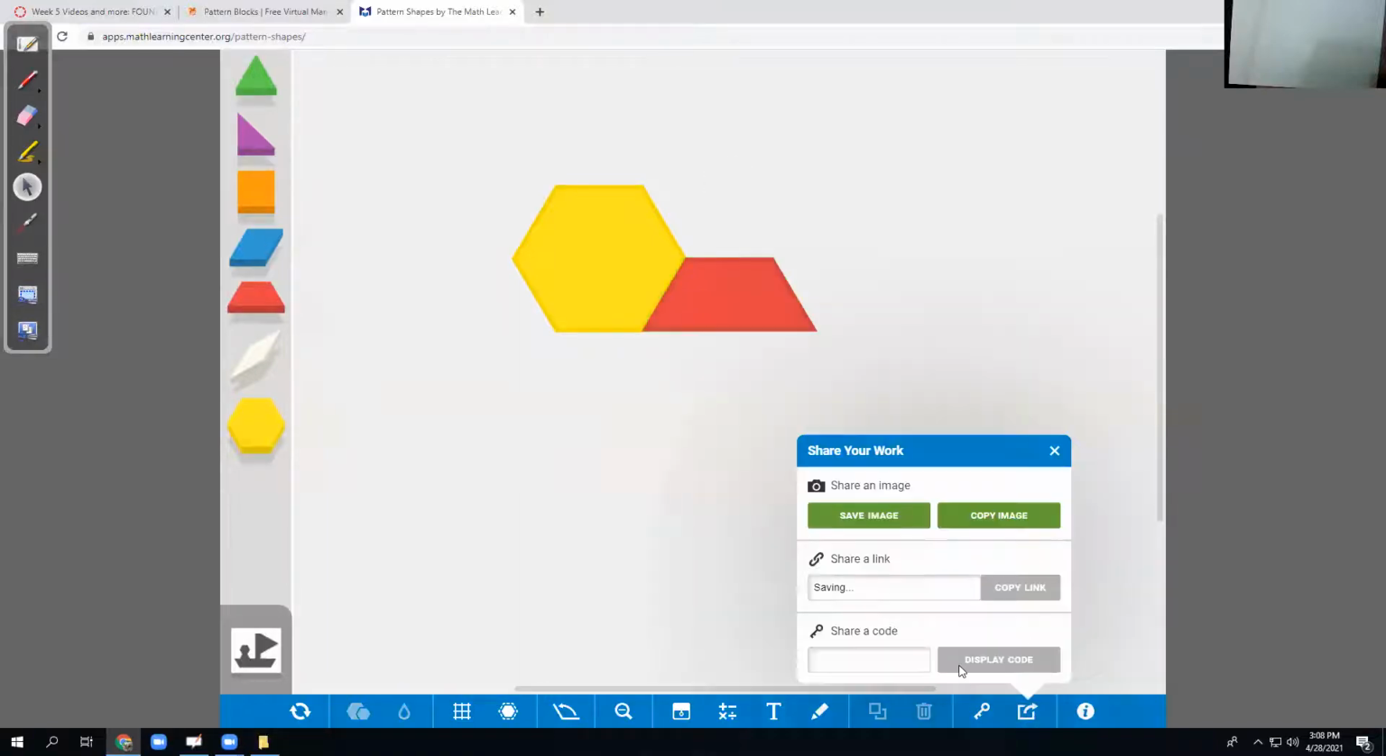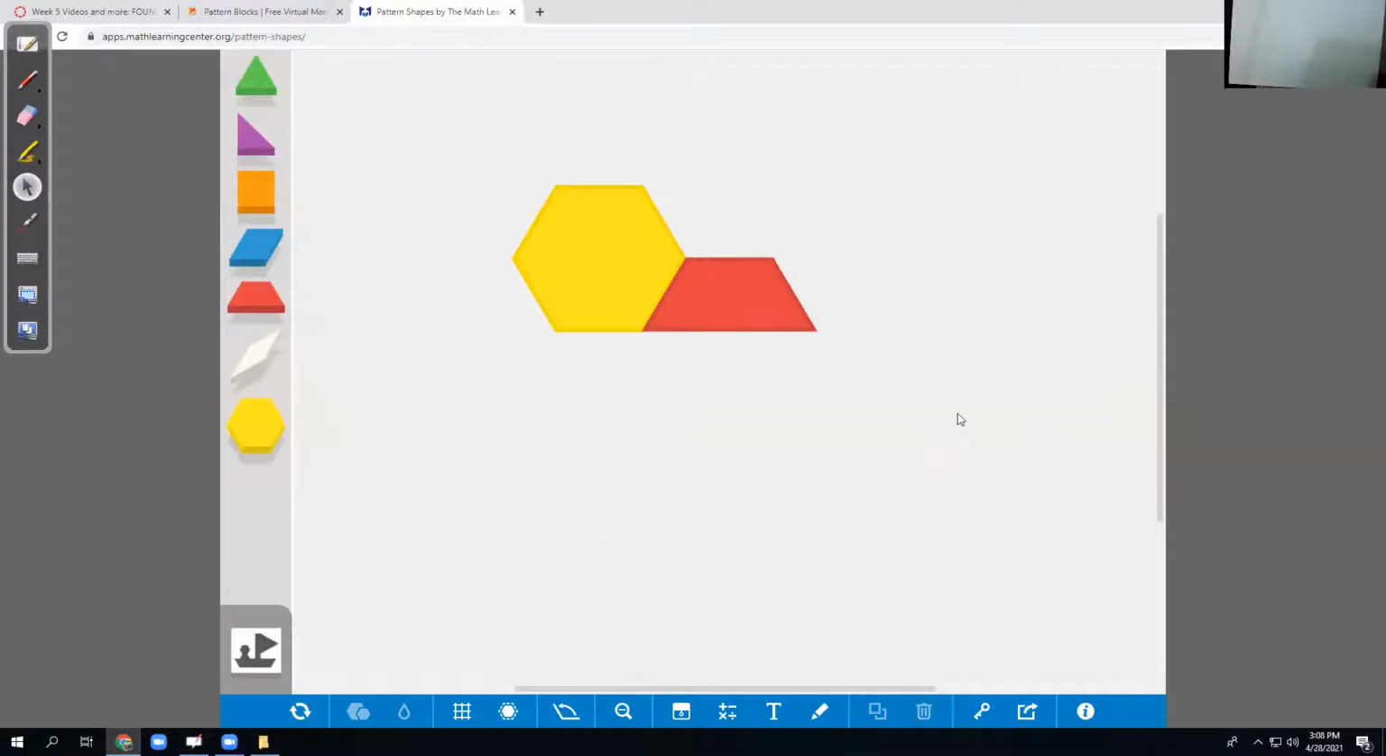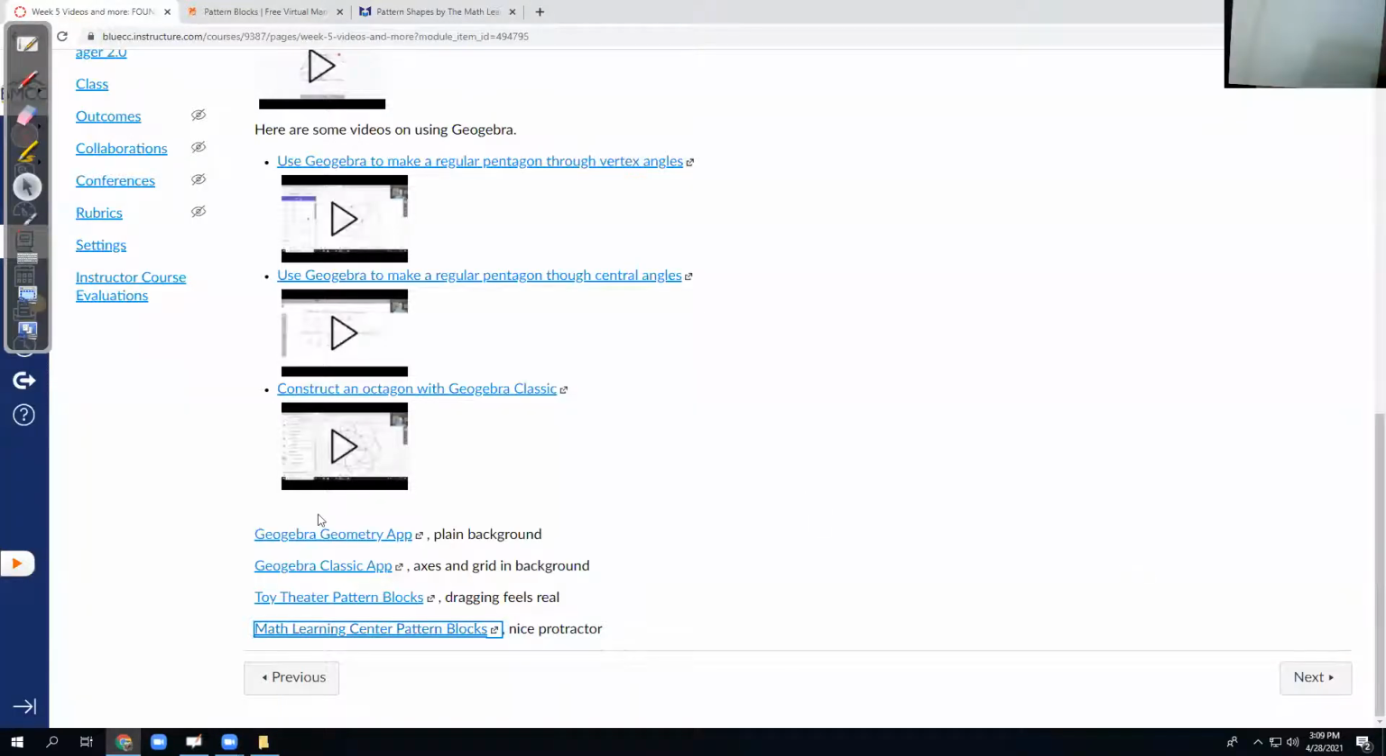And you've got the share button here. So you could build something here and share it with me or somebody else, which is kind of neat. So that's a cool feature here. And we had used some Math Learning Center stuff in previous courses. All right, and eventually we'll need GeoGebra geometry, but that'll be in the next stage.